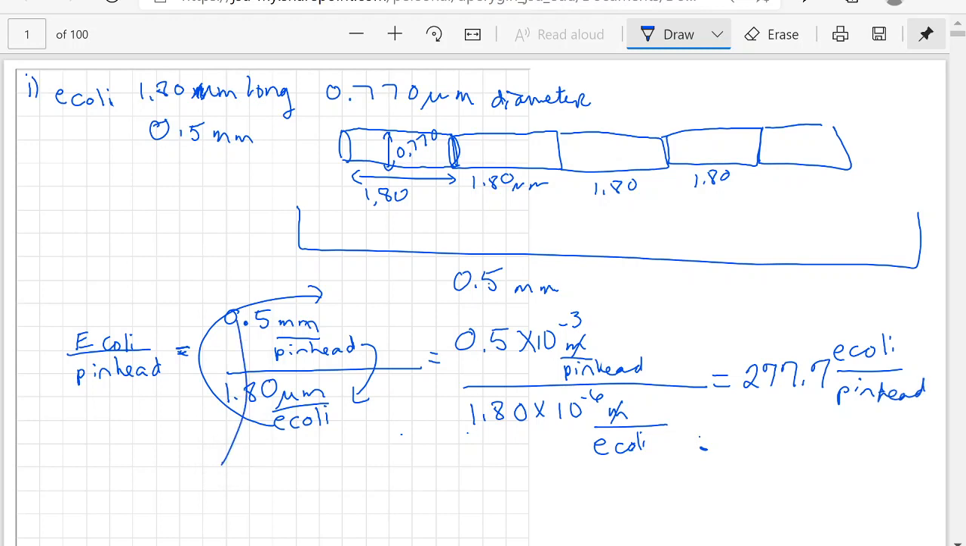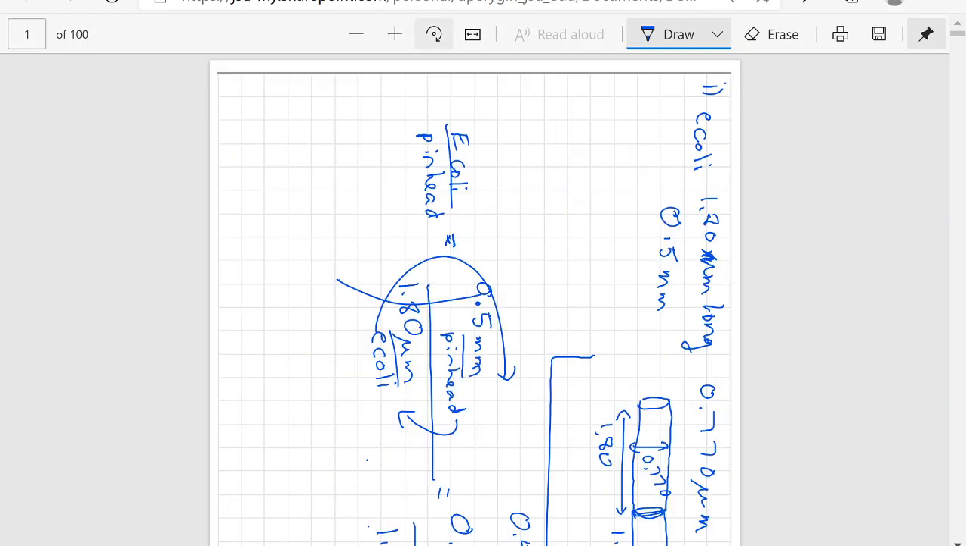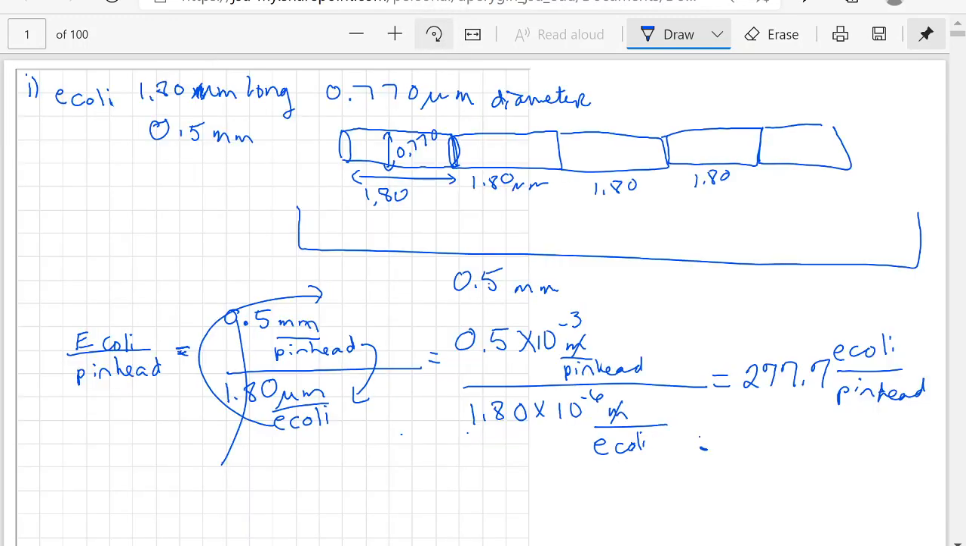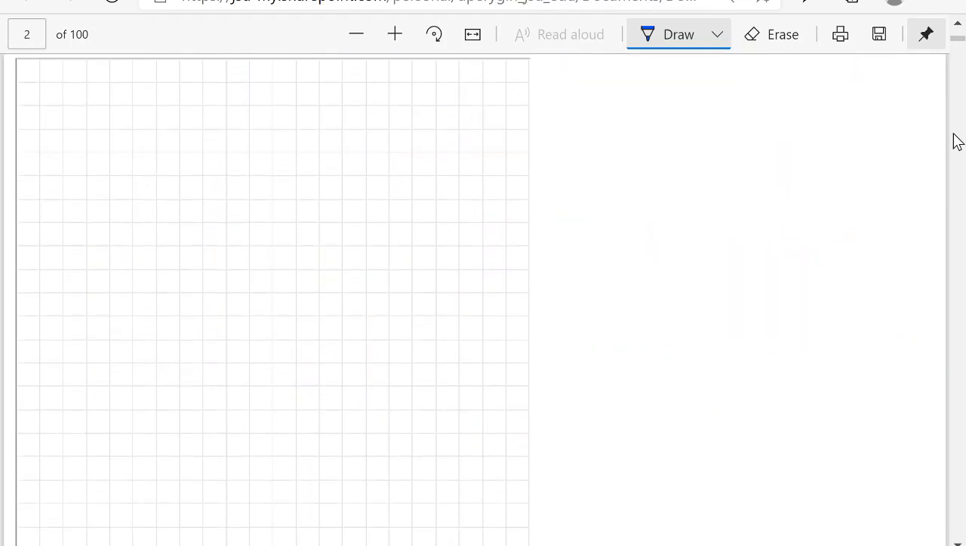Oh, shoot. Can I undo that? Oh, no, that's not what I wanted to do. Lovely. Okay, let me erase this little... There we go. Okay, so I'm going to do part 2. There we go. Now we got it.